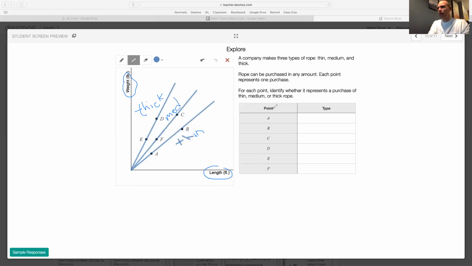So I think I would go A is thin, B is thin, C is medium. Oh, it's going to force me to actually type out medium. F is medium. And then that leaves E and D as thick.